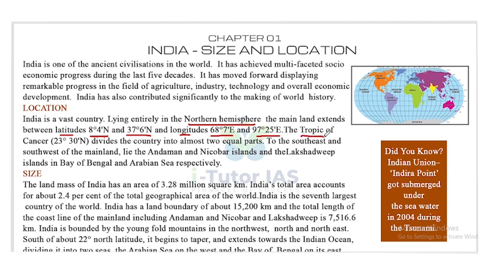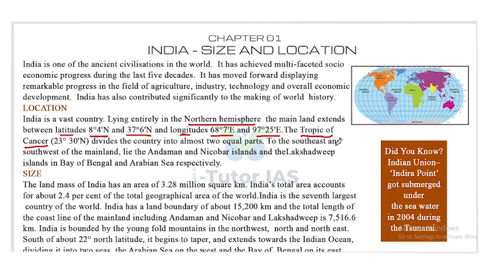Now, the Tropic of Cancer, that is 23 degree 30 minute north, 23 and a half degree north. The Tropic of Cancer divides the country into almost two equal parts. To the southeast and southwest of the mainland lie the Andaman and Nicobar Islands and Lakshadweep Islands in the Bay of Bengal and Arabian Sea respectively.